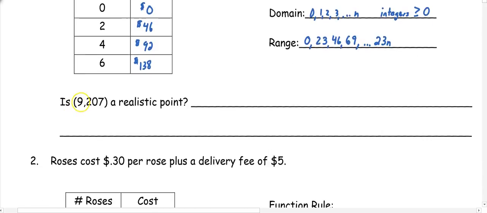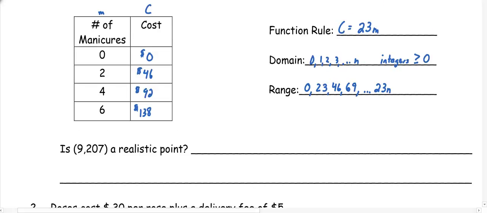So is the point (9, 207) realistic? So we have to ask ourselves 2 questions. First, can she get 9 manicures? Yeah, she can get 9 manicures. That's a realistic thing. Will it cost $207? So we need to do our scratch work. 9 times 23, which gets us 207.